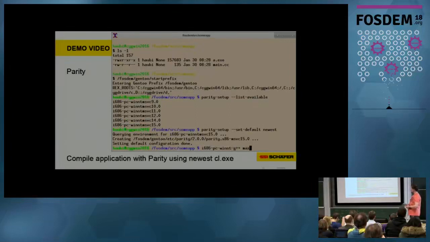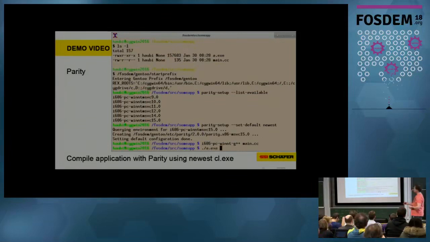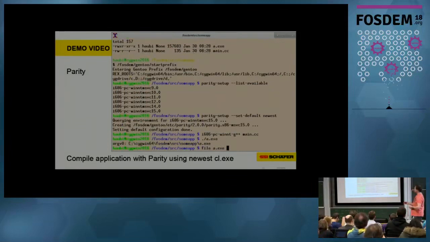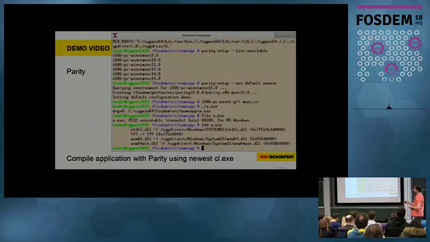Compiling the application now looks quite similar to what was done with Cygwin. It's just a different host triplet called i686-pc-win32 and g++, which actually is just a command line provided like the GNU compiler. The backend called is the Visual Studio compilers. Here we can see the zero argument is the full Windows path because it is a native Windows application.